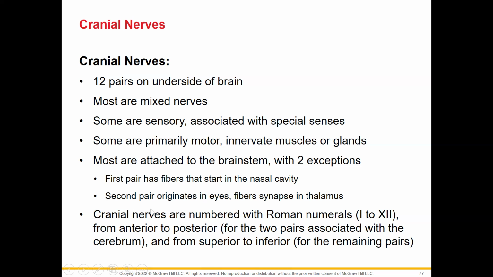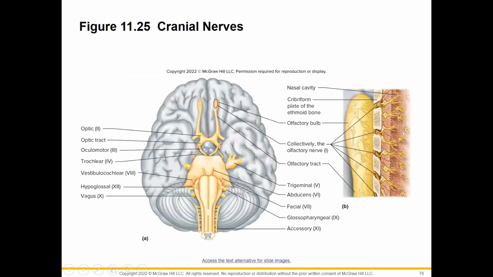Cranial nerves are numbered from anterior to posterior. So cranial nerve 1 will be the most anterior. Cranial nerve 12 will be the most posterior. So this is the underside of the brain. You have the cerebrum, you have the cerebellum, and then you have the brain stem.